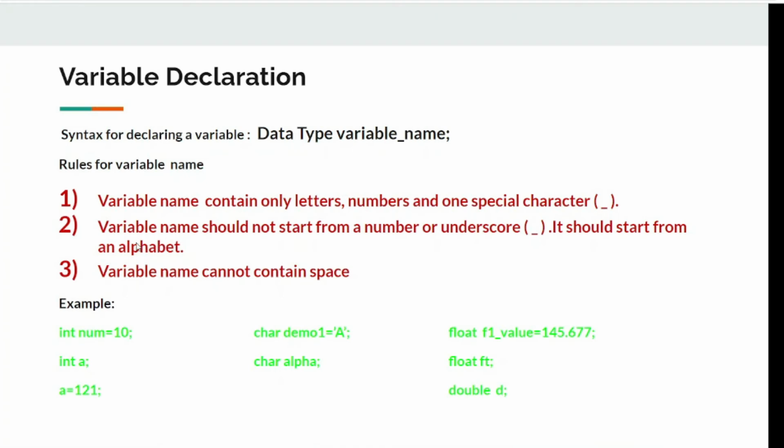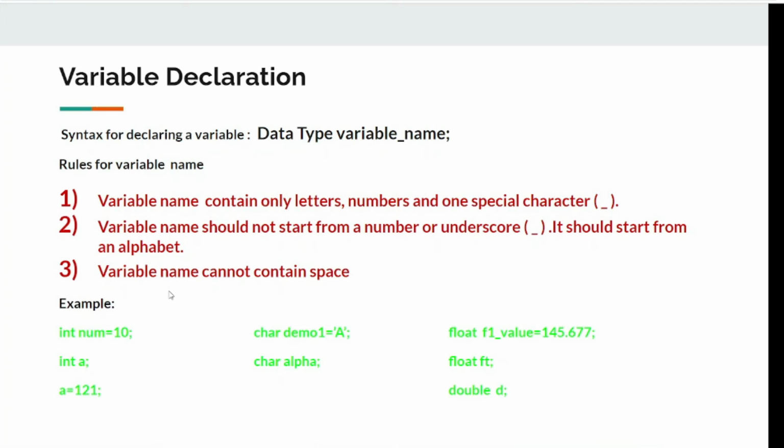So next, what we have to keep in mind is that variable name should not start from a number or an underscore. It should start from a letter only. Capital letter or small letter. It can start from capital letter or small letter, but it should not start from a number or underscore. Like here in this example, I have written demo1. It works fine. But if you write 1demo, it will not be a correct variable name. It should start from an alphabet.